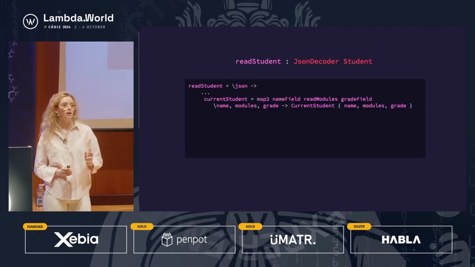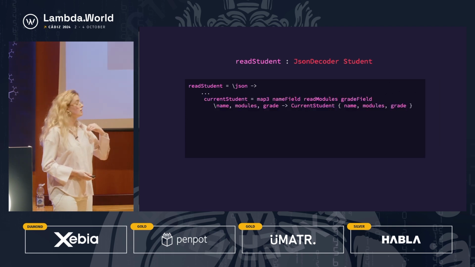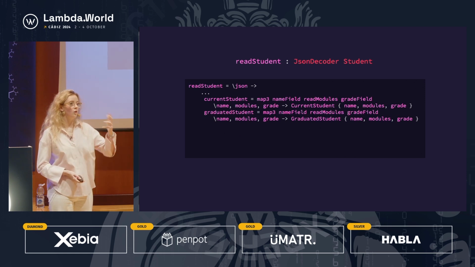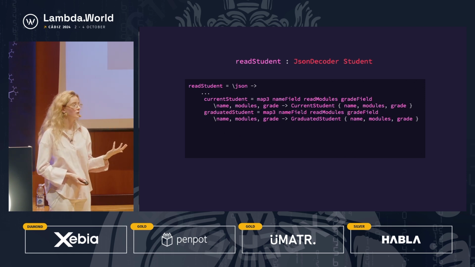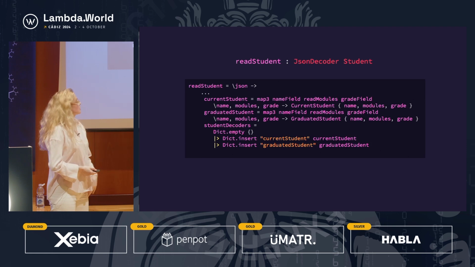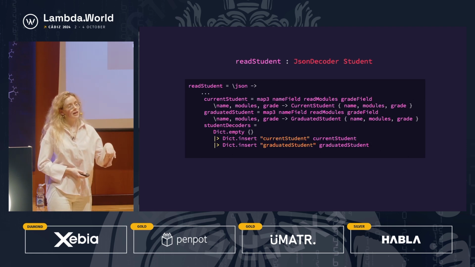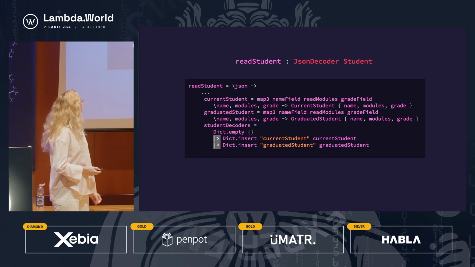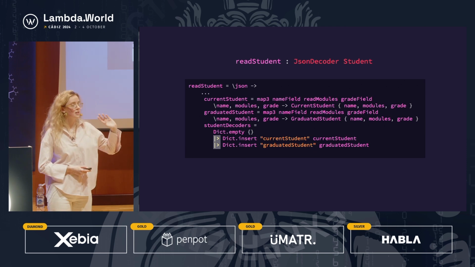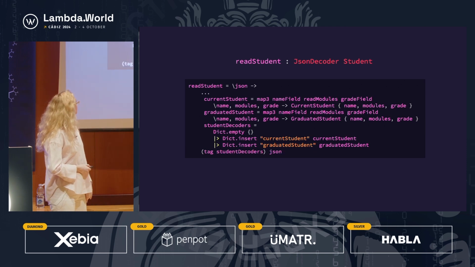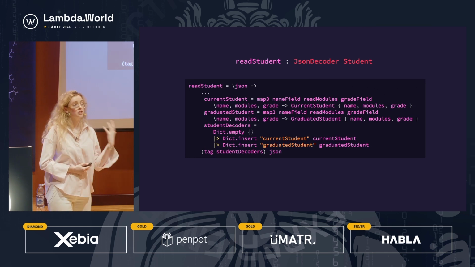We're going to have to write a decoder for a current student, a graduated student, which are both just calls to map3 in the same way we had before. Then we're going to populate a dictionary to pass into our tag function call. And again, we're going to use that pipe syntax. And then finally, we'll pass the student decoders to tag and then explicitly pass JSON to it.